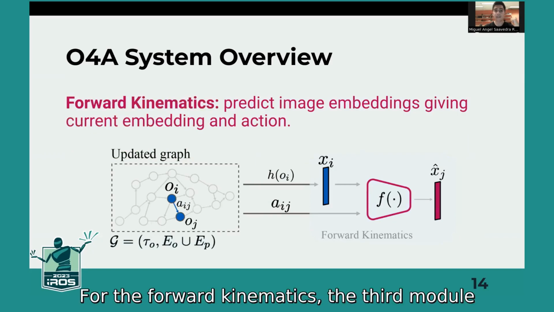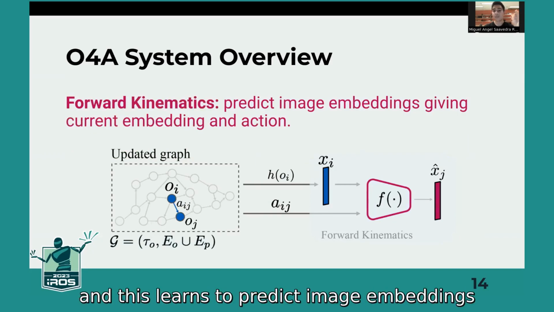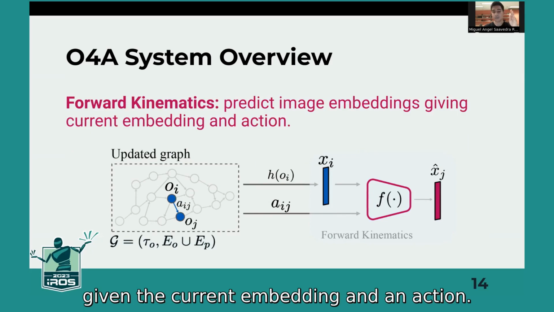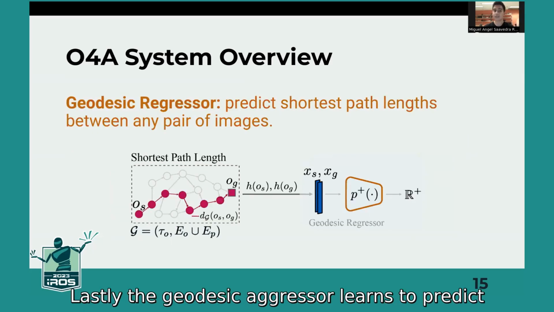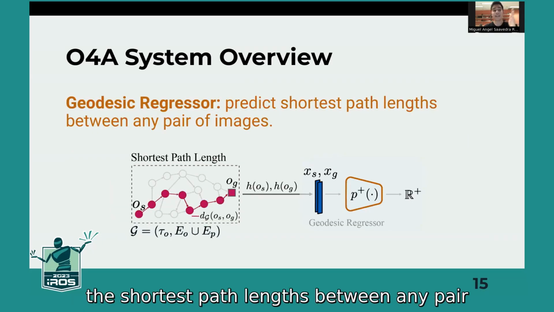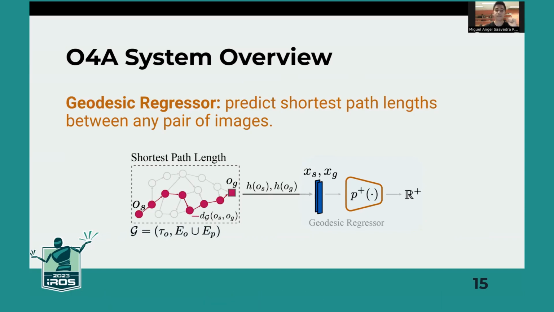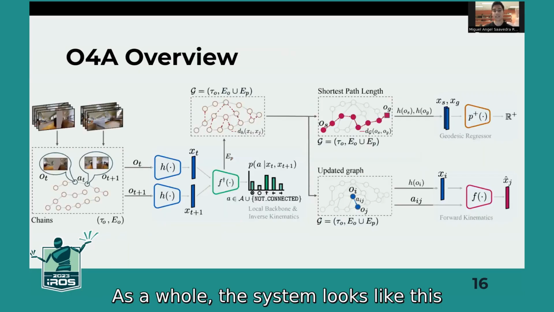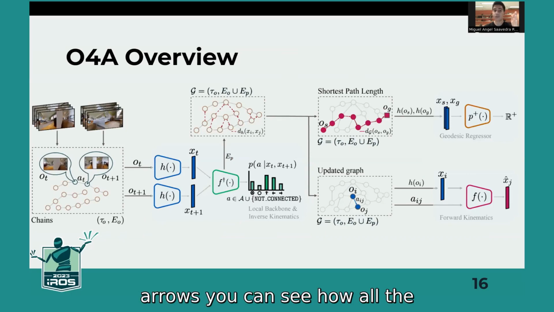The forward kinematics model is the third, and this learns to predict image embeddings given the current embedding and an action. And lastly, the geodesic regressor learns to predict shortest path lengths between any pair of images. As a whole, the system looks like this. By following the arrows, you can see how all the pieces are tied together.